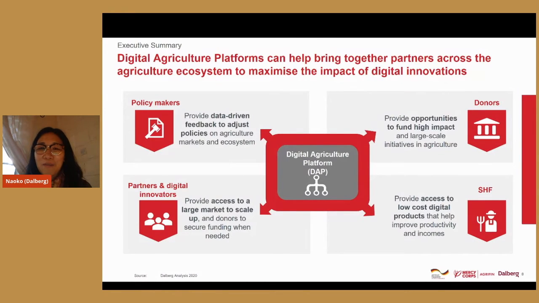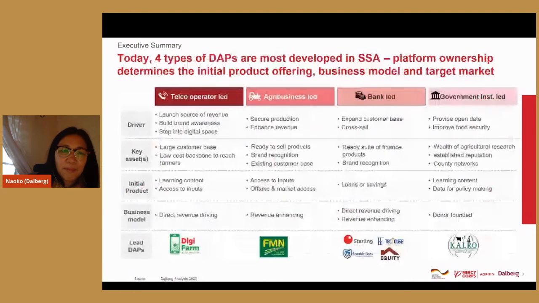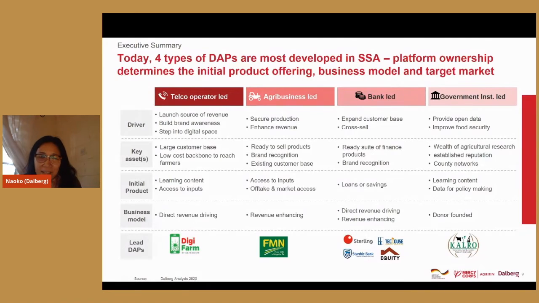So this is why we have been looking at the digital agricultural platform, and the platform in a sense is a hub whereby the innovator can plug in to serve the smallholder farmers in conjunction with other innovators or platform leaders. This platform can bring together different stakeholders and partners, including policymakers, digital innovators, as I mentioned, and donors, to engage and enhance the productivity and improve the livelihood of the smallholder farmers. So how do they look like?